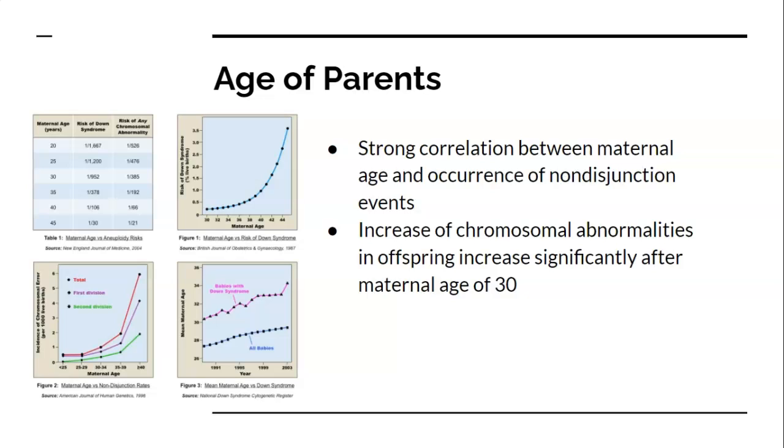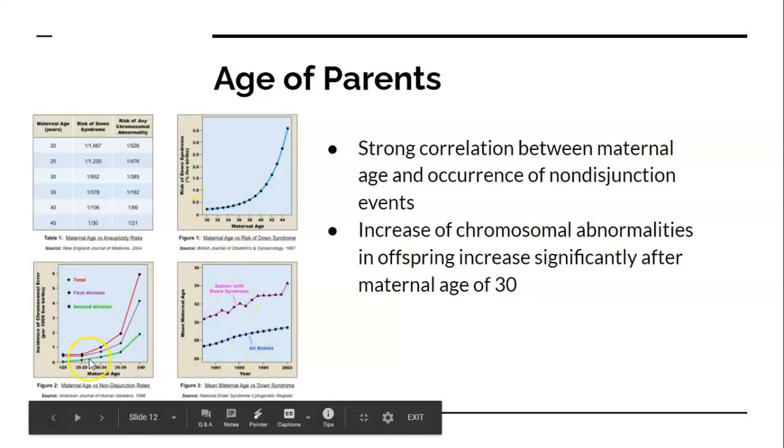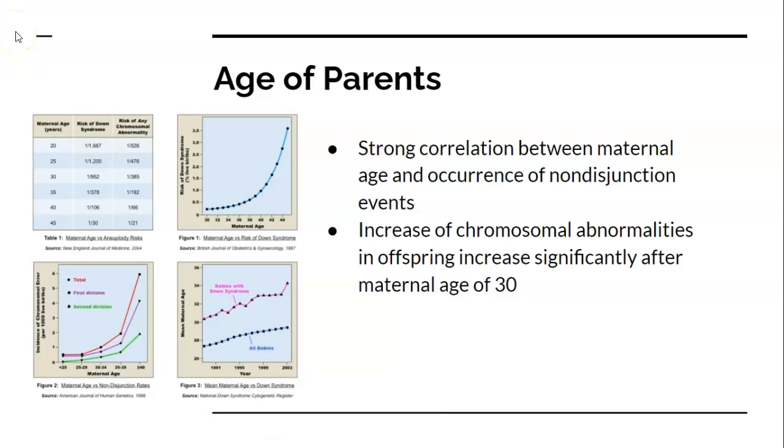Now, if you're looking at all these charts, you'll notice that 30 is sort of where it starts to happen. 30 is right here, you start to see an increase. Over here, 30 is in the middle here, you start to see an increase. But it's not detrimental. But as you get older, you do see an increase. You do see this kind of exponential growth of occurrences of non-disjunction. So there is a correlation between age and occurrence.